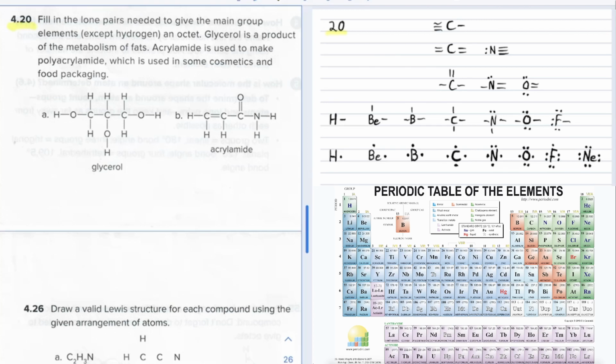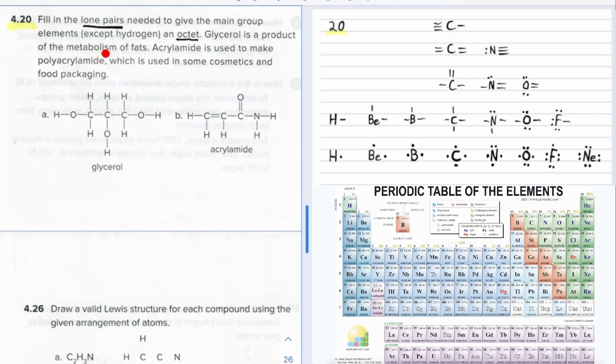Number 20. Fill in the lone pairs needed to give the main group elements, except hydrogen, an octet. So here are two molecules, and you're given most of the Lewis structure for both of these, and you're asked to finish it by filling in the lone pairs. And when you do that, you're going to be giving the atoms octets. And it tells us a little bit about these molecules.